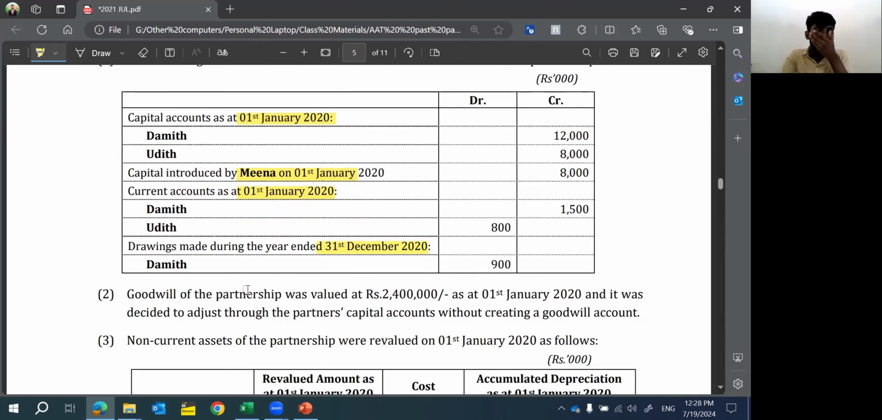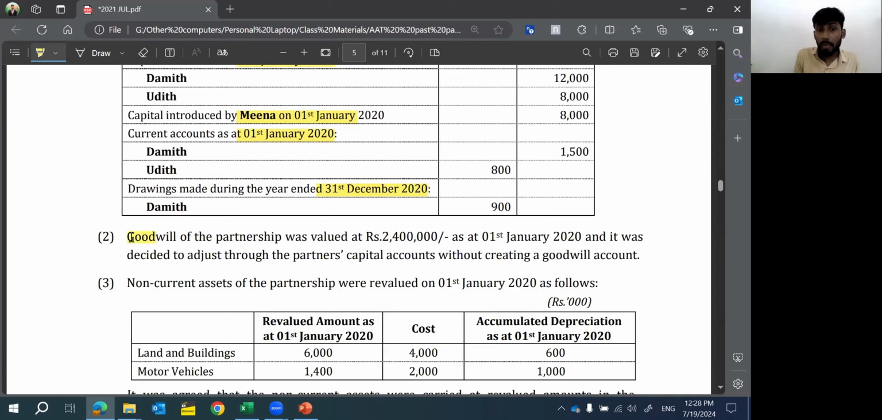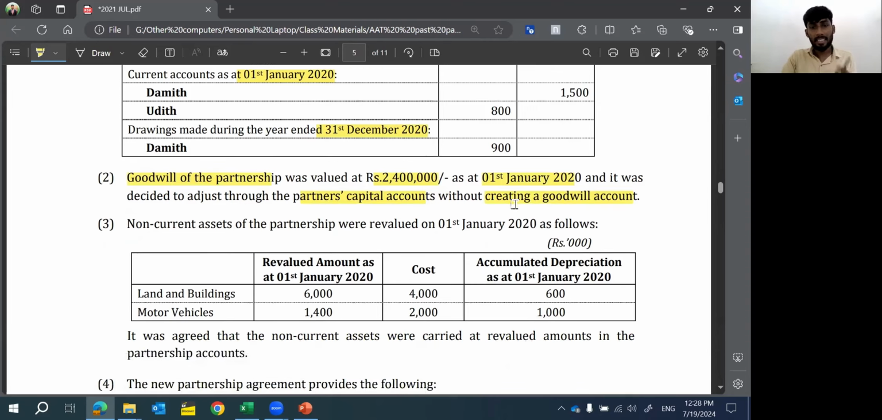Goodwill of the partnership. Here, goodwill of the partnership was valued at 2.4 million on 1st January. That means at the arrival of Meena. Here, the key point is that it's the entire goodwill of the business, not the goodwill portion of Meena. And it was decided to adjust to partners' capital accounts without creating a goodwill account. What I said, what we need to do: debit to capital account, new ratio, credit to capital account, old ratio. That's all. Then the non-current assets were revalued.